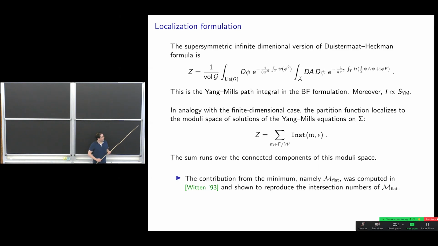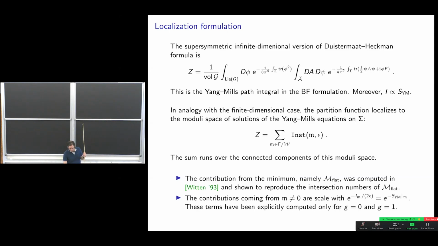So in this paper by Witten in 93, the localization argument is used to infer the structure of the result that should come as this sum that I was telling you. But the paper mainly deals with the absolute minimum. And because this has a geometric interpretation, because if you're studying this contribution from the absolute minimum, which basically involves an integral over the moduli space of flat connections, this is shown to reproduce the intersection numbers of this moduli space.